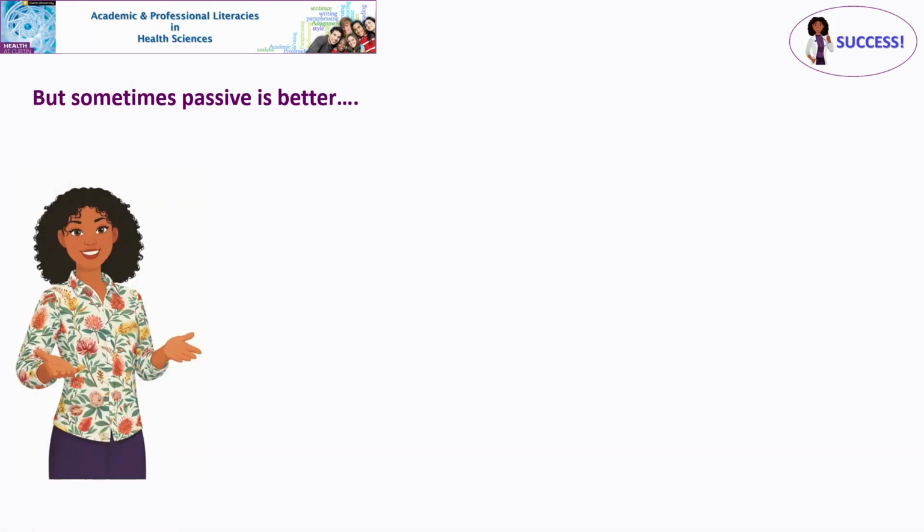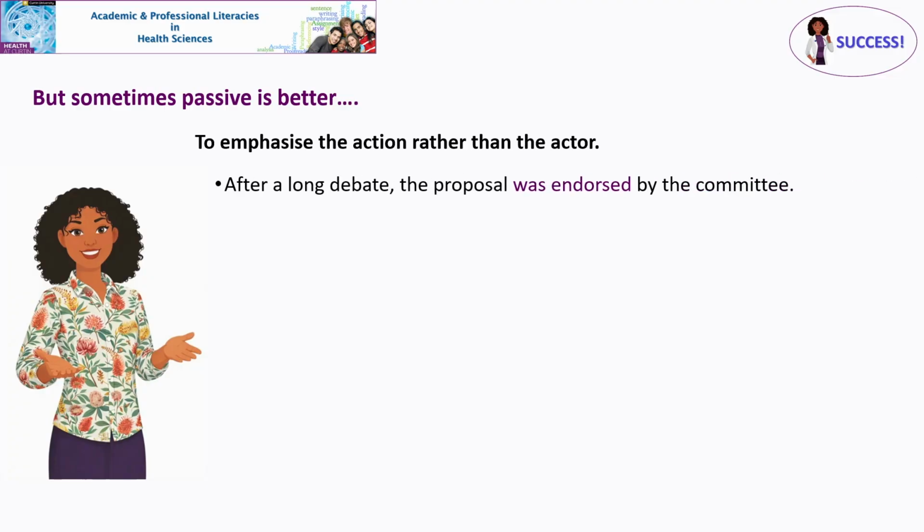However, in some cases, we do still need to use the passive structure. And what are those cases? Well, we need to, in some cases, emphasize the action rather than the actor, rather than the person or thing that did it. After a long debate, the proposal was endorsed by the committee. So we are focusing on the proposal, not the committee.